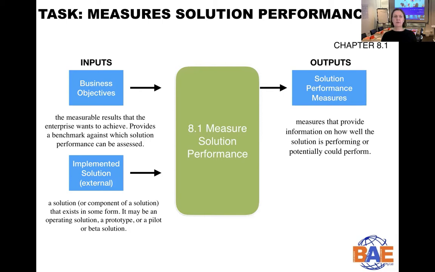So with this one, we've got inputs, business objectives, because when we start looking at measuring the solution performance, we need to know what we are measuring it against. So we need to know what is the organization objectives with this particular solution. What are they expecting in terms of value? So if we look at the BABOK's way of describing this, they say the measurable results that the enterprise wants to achieve.